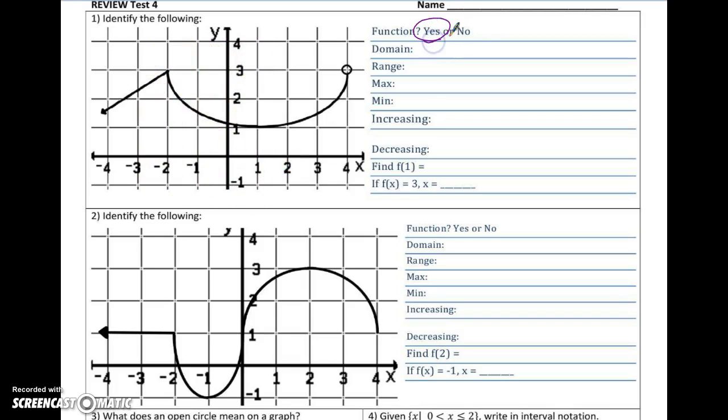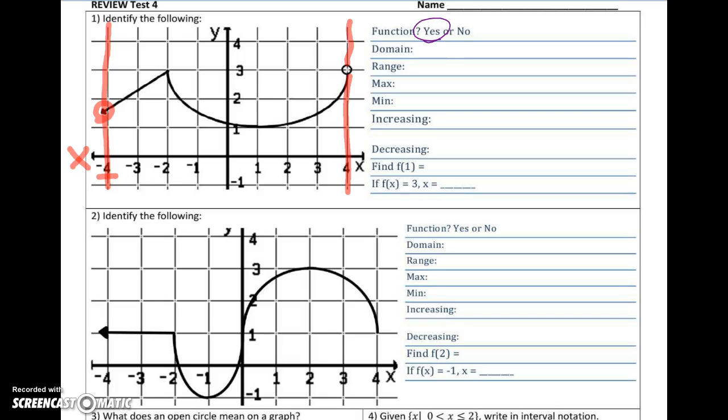So yes, function. Domain. Remember, domain is our x values. So as I go across the graph, I'm going to go from left to right because it's x's and I want small to big. So I go from the left to the right. And the first thing that I notice over here is I have an arrow. That means it keeps going forever and ever. It doesn't just stop at -4 that I see right here.